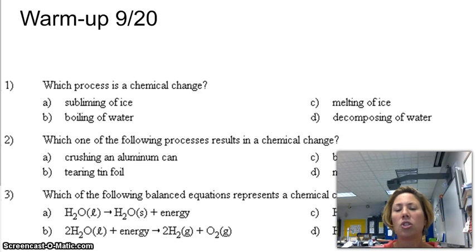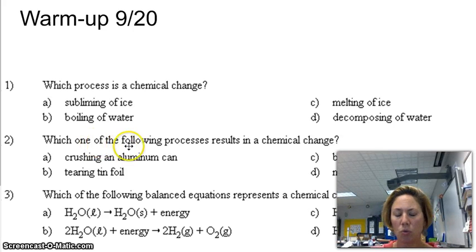So you're going to need a sheet of paper in front of you. You'll probably need a set of reference tables, and there will be several sections of problems, and you can just label them. First, label this section 1. We're going to do this warm-up for 9/20, even though that's not the date. That's okay. There are 3 questions here. I would like you to write down the question, which process is a chemical change, and then select your answer. Not just the letter, also write the words.